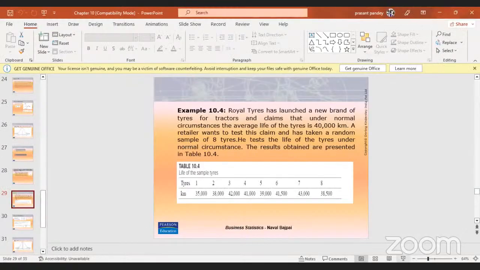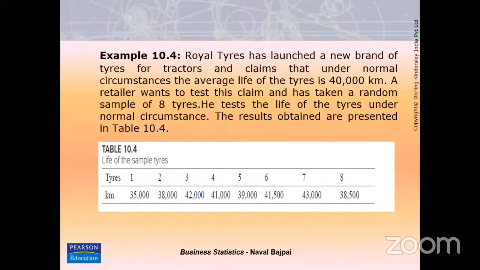So this is a question on T statistics. I already told you the difference. When the sample size is less than 30, we use T statistics. When the sample size is more than 30, we use Z statistics. Here you can see the sample of tires is 8, which is less than 30. That is why we use T statistics in this question.